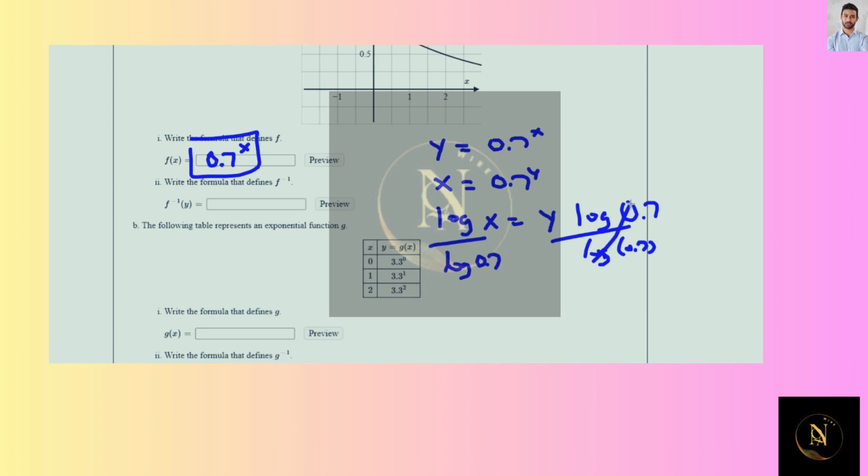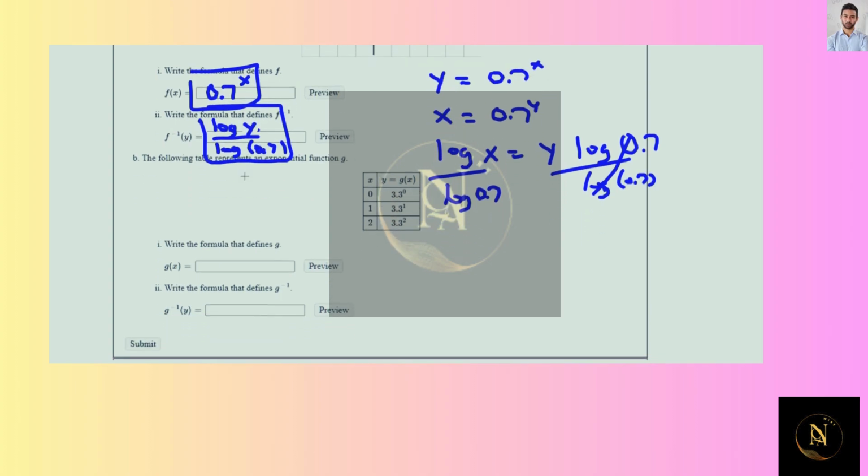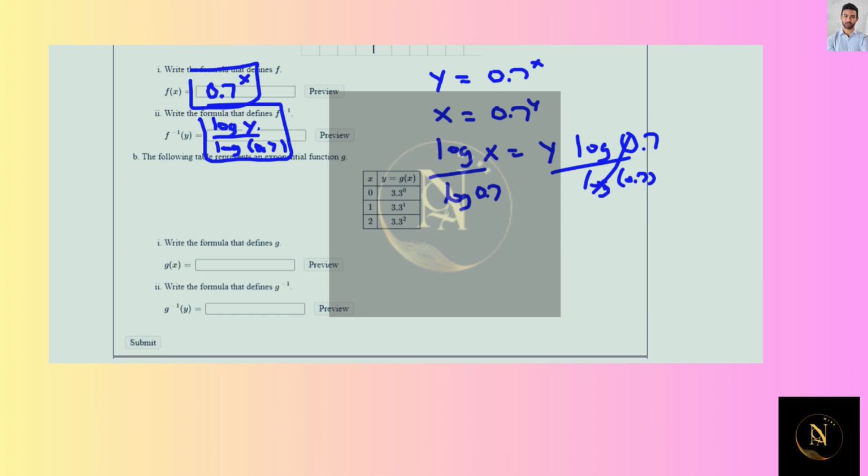You could use natural logs as well. Log of x divided by log of 0.7. And actually those would be y's here. It should be the log of y, because I interchanged, you would change them back.